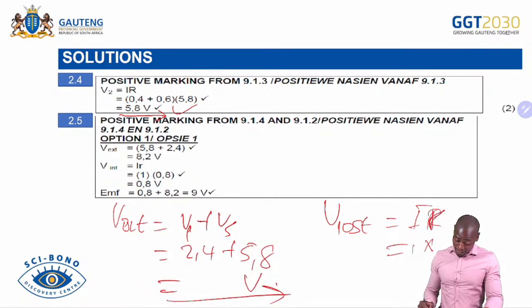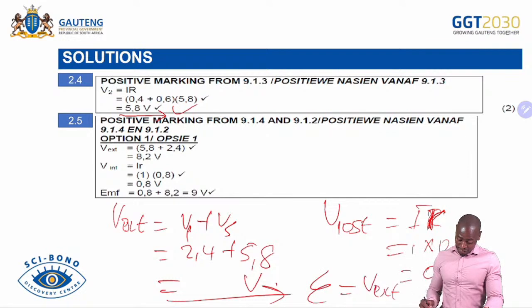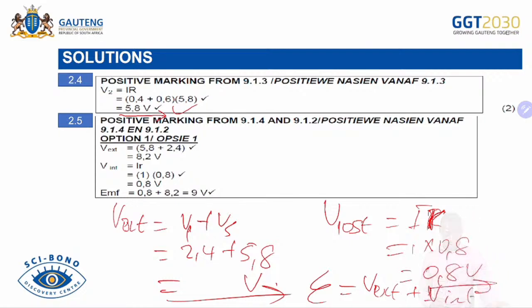But here, remember, a small letter R, né? And then this one is 0.8. Then we have 0.8 volts. Then your EMF will be V external plus V what? Internal. Then you'll get your what? Your EMF, which is going to be the next question.